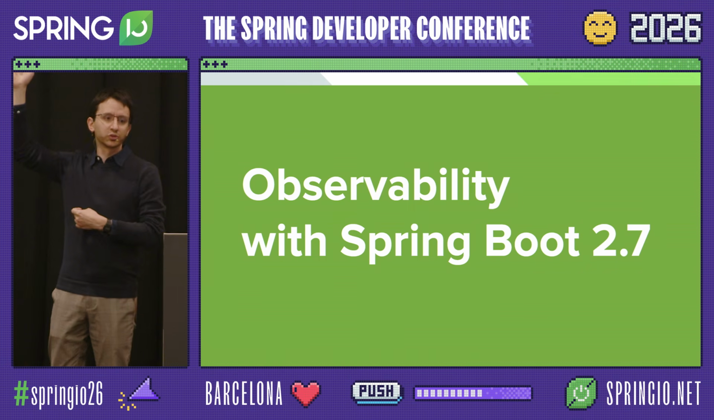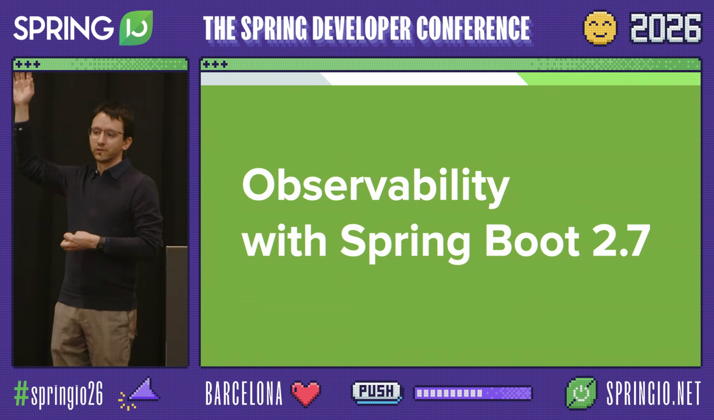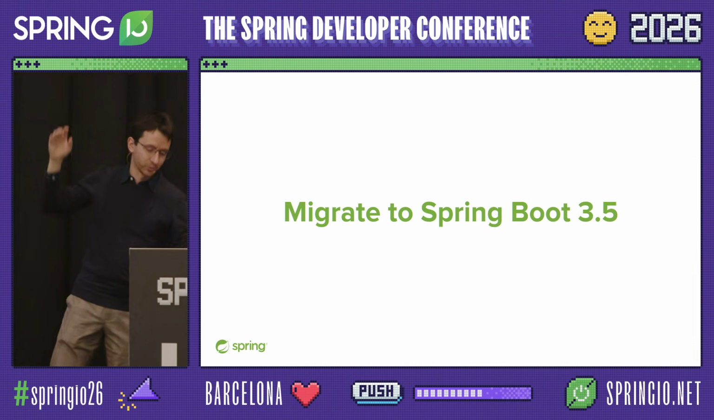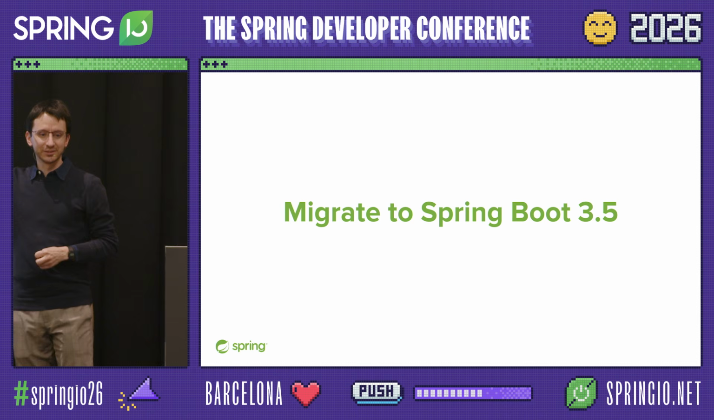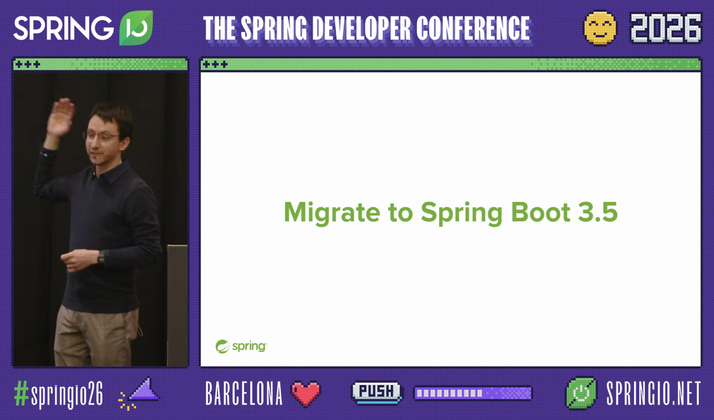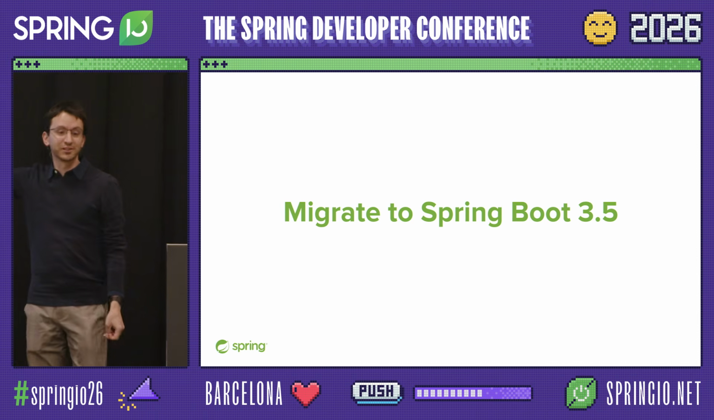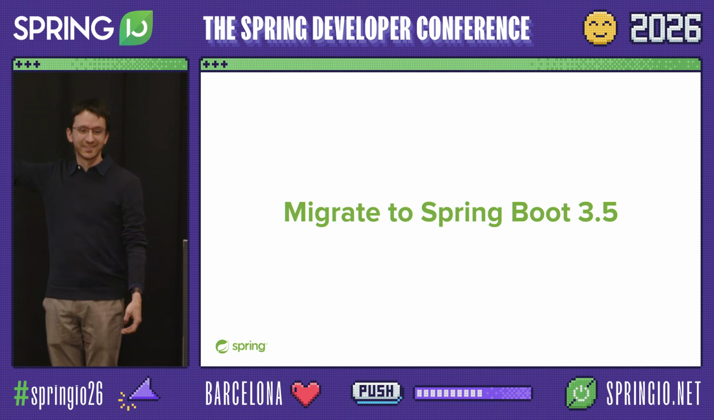Who is using Spring Boot 2? No one? Great. I tell you why. You all passed the test. Yes. So the easiest way to do this in 2.7 is very, very easy. Just migrate to 3.5, right? That's it. You're done.